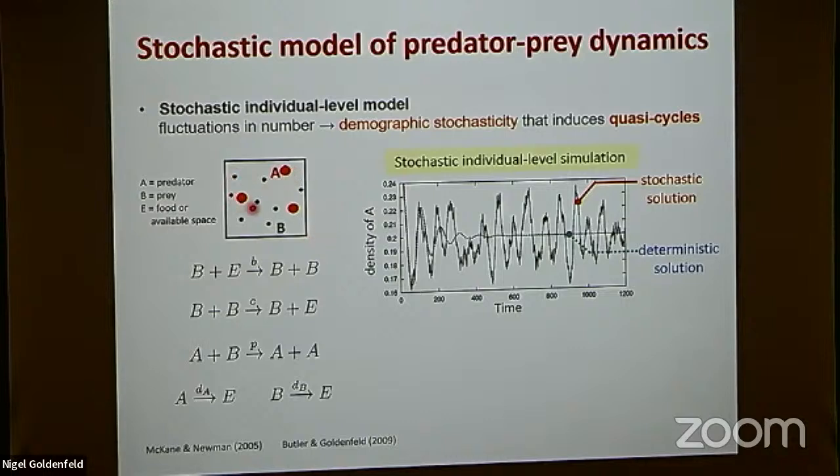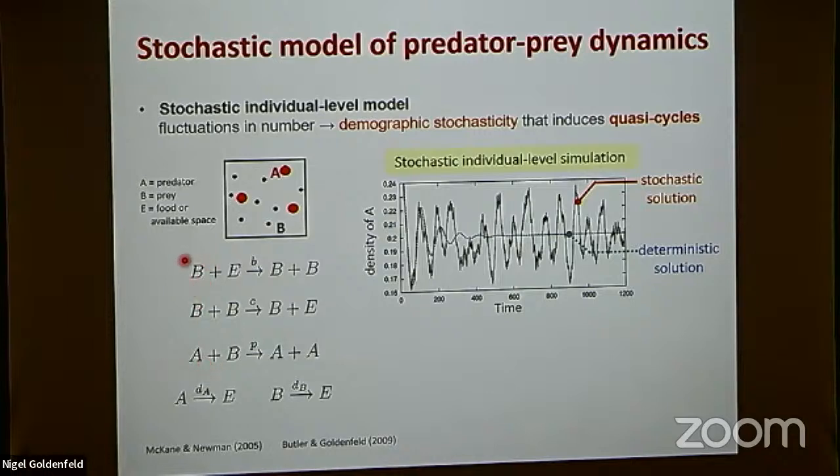Well, A is the predator, B is the prey. And what happens here is that these things are floating around in an ecosystem. When the predator runs into a prey, with some probability P, it eats it, uses the energy that it gets from that to make a baby predator. And so you get A plus A from A plus B.